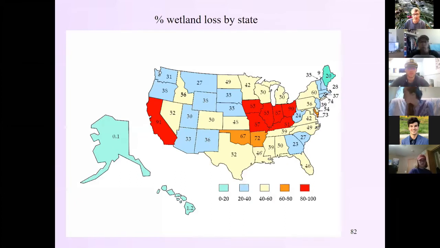Okay, so here's percent wetland loss by state. We're not the worst. You can see the very worst ones are sort of in the grain producing areas of the Midwest, right? The wetter grain producing areas of the Midwest, and California, as I suggested. Alaska's lost a very low percentage of their wetlands, and Oklahoma and Arkansas have lost a good amount. We're sort of in the middle of the pack, right? We've sort of lost half of our wetlands.